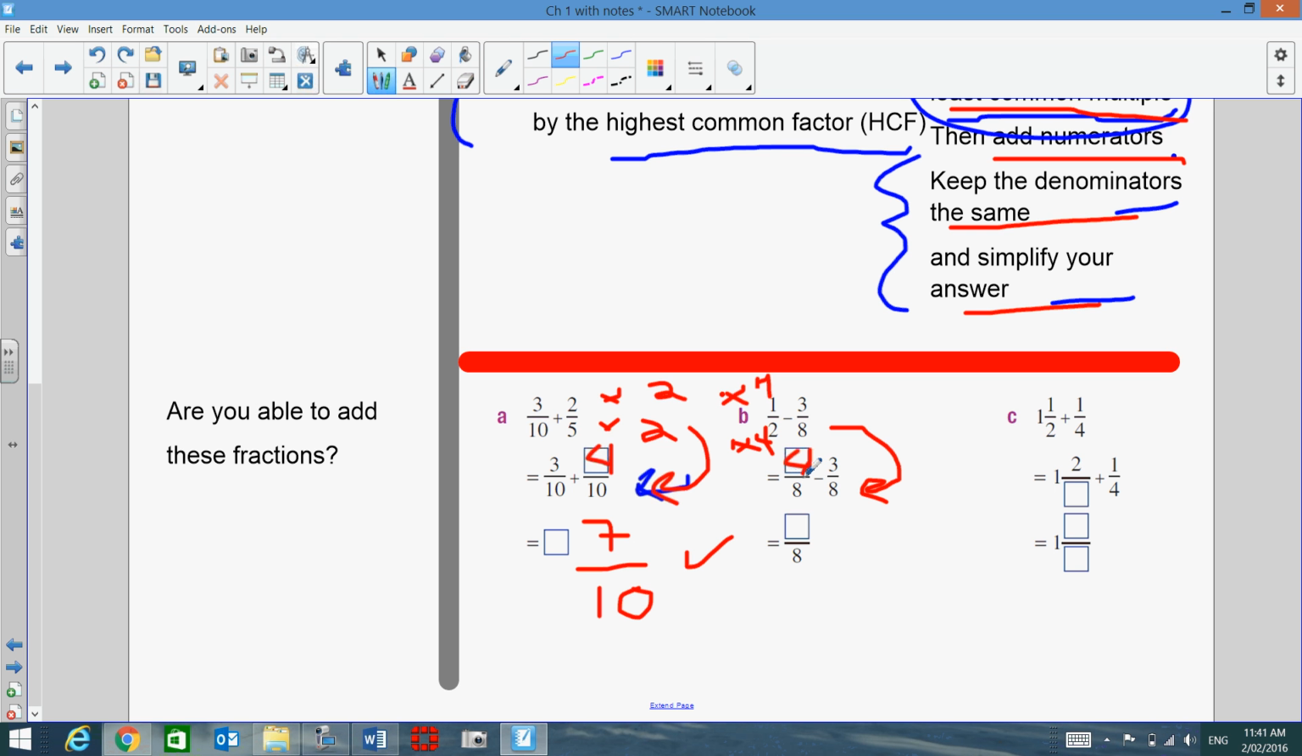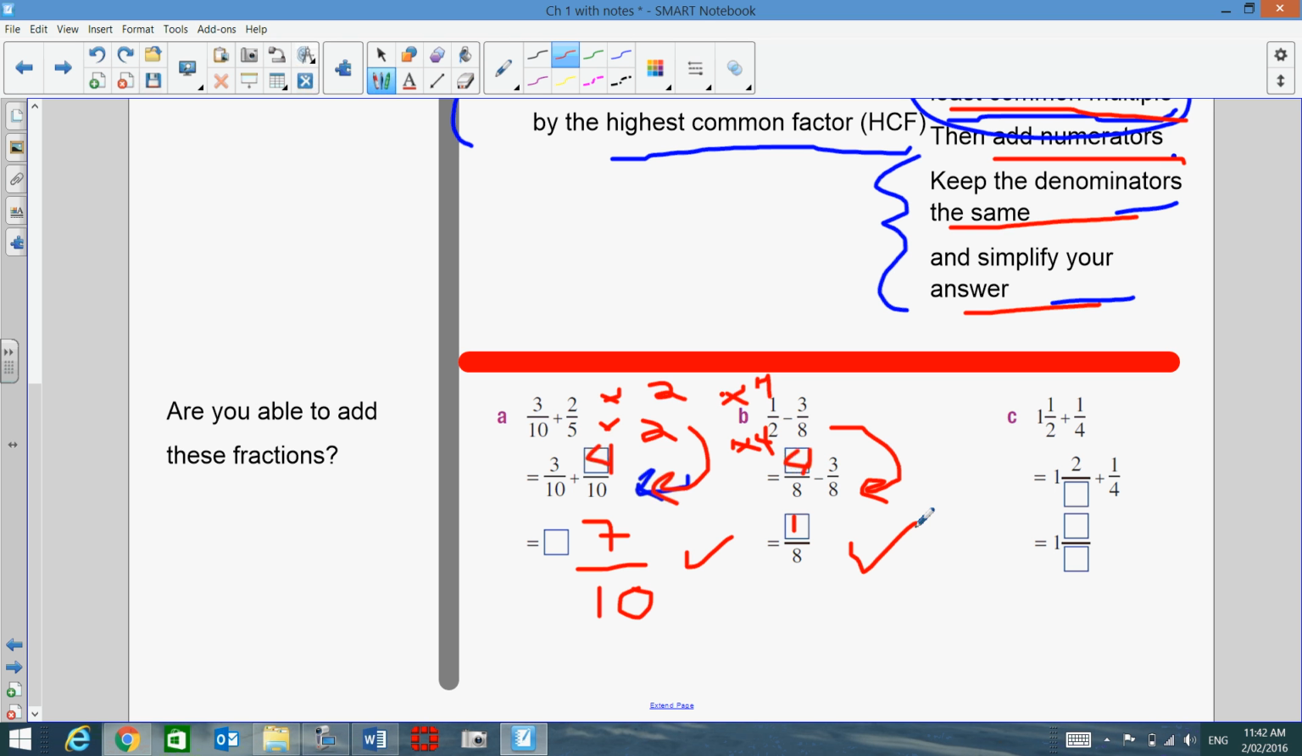So again, I'm going to go over to the side, and I'm going to say, okay, now that I have the same denominator, I can add or subtract my numerators. So 4 minus 3 is 1, and I keep my denominator the same, and then I check, can I simplify? And 1 and 8 do not have any other common factors except for 1, so I am done with that one as well.